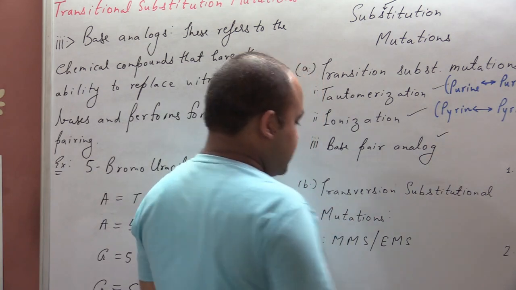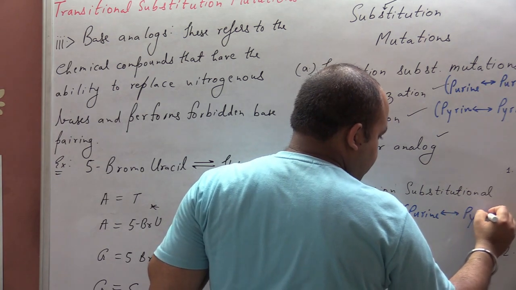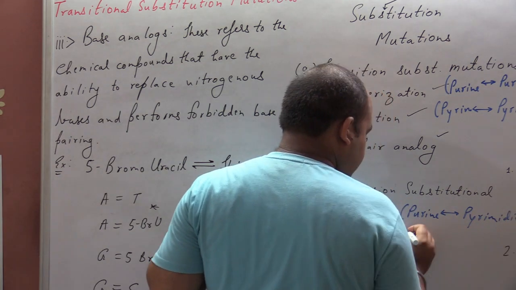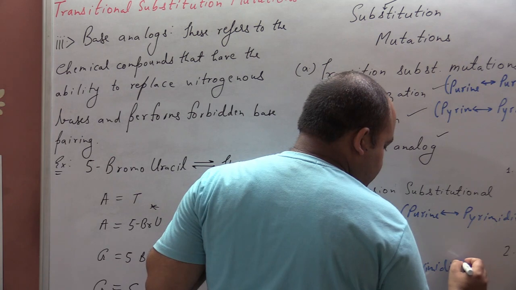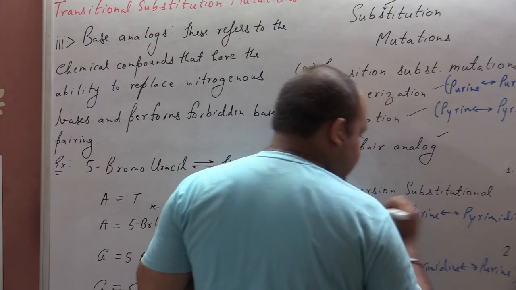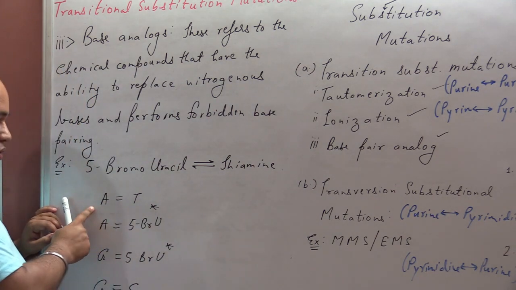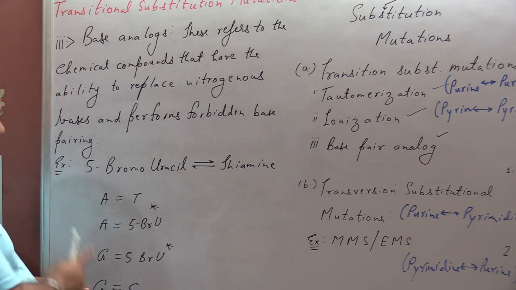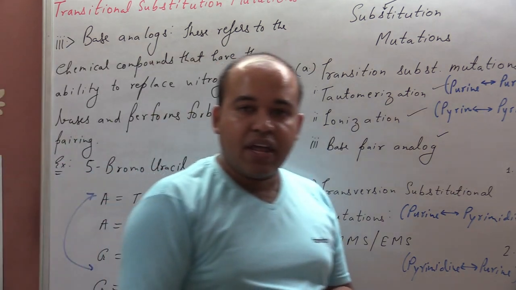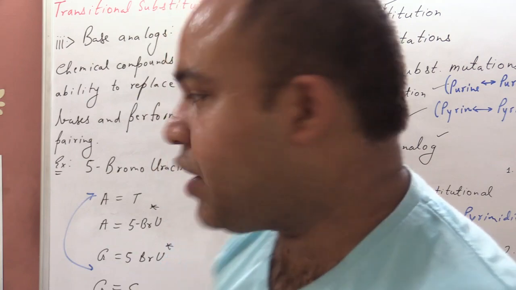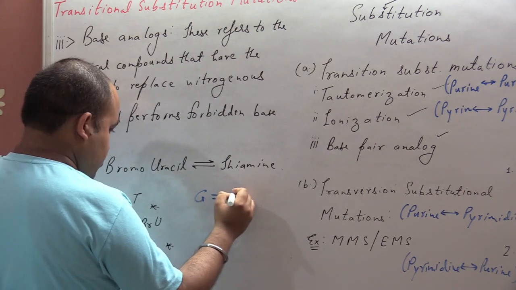In the case of transversion, the purine gets replaced with pyrimidine, or pyrimidine gets replaced with purine. This is referred to as transversion. So in this case, the adenine, which is a purine, is getting replaced with another purine. So this adenine is getting replaced with guanine, a purine replacing another purine. Adenine and thymine are replaced by guanine and cytosine.